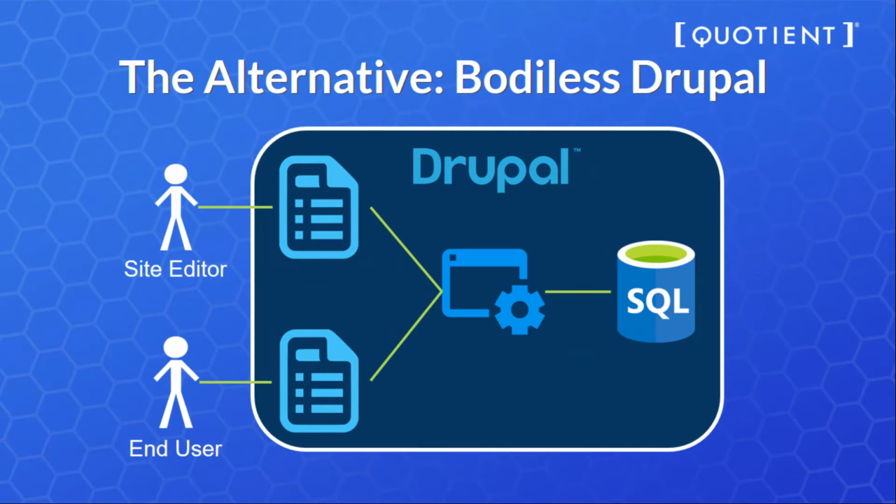So Bodiless Drupal at its core is just the different ways that we can architecturally use the pieces of Drupal to get the things done that we need to get done. And that's really it, minus the data, of course. So we're talking about security, routing, templating, theming, rendering, configuration, web services, all the good stuff that Drupal provides.